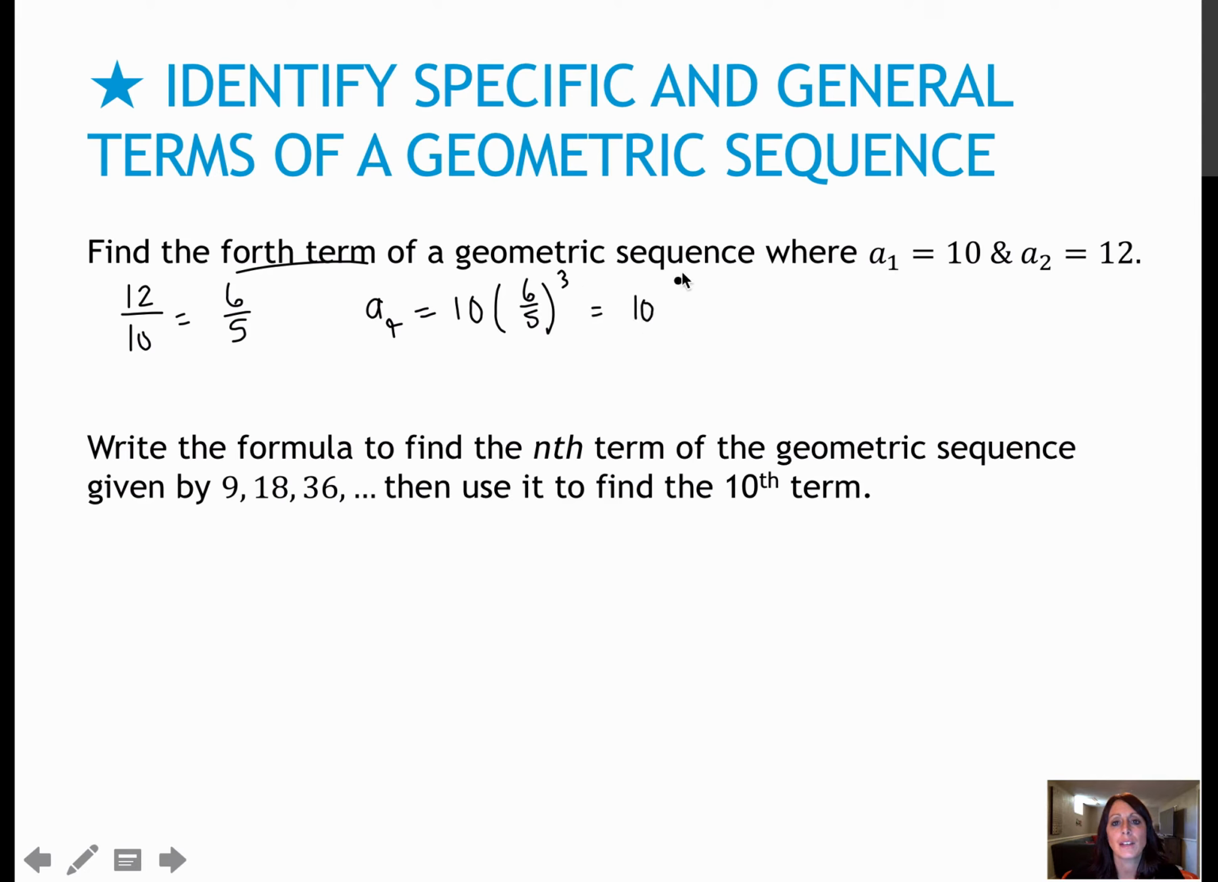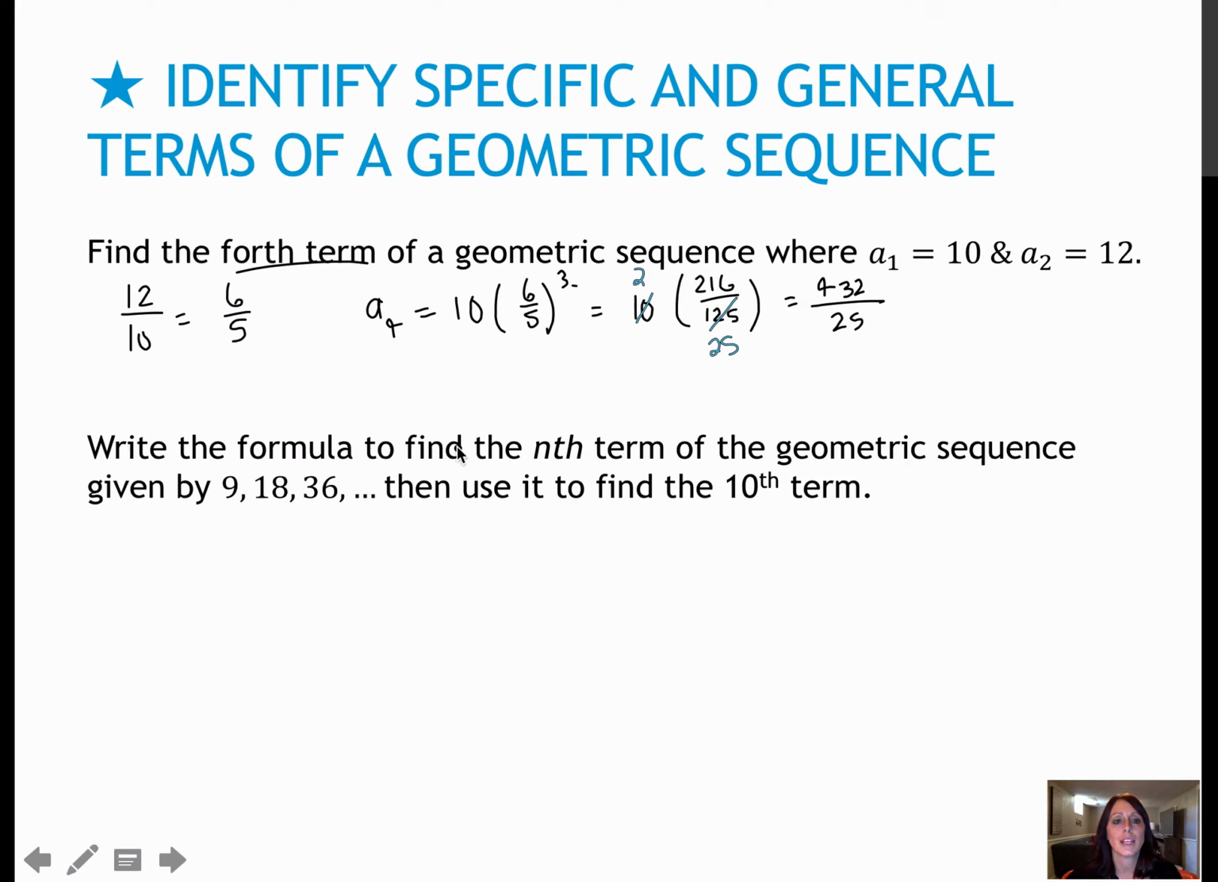So I have 10, 6 to the third is 216, 5 to the third is 125. It looks like I could reduce the 10 and the 125, so divide that by 5 and divide that by 5. And that's going to give me 432 over 25. And that would be my fourth term.